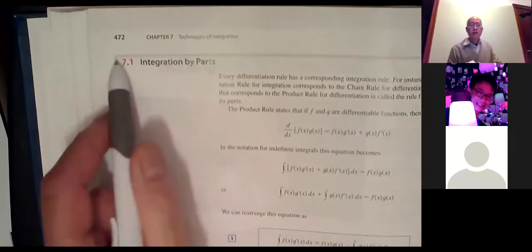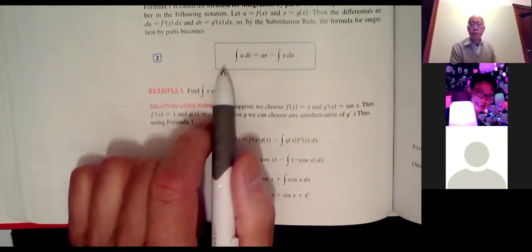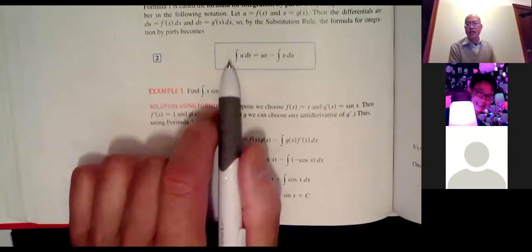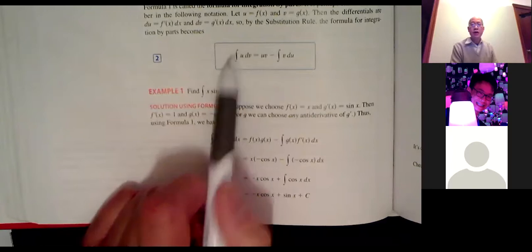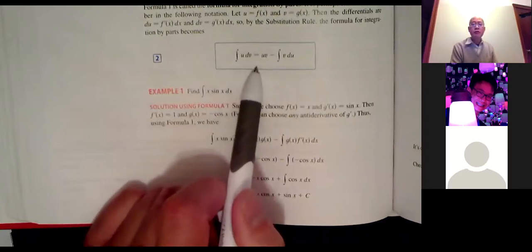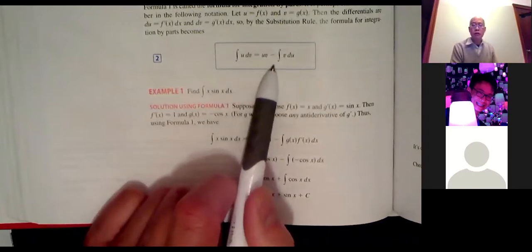First type is something called integration by parts. Integration by parts, 472. Here's the formula. You can put it on your cheat sheet, although if we were meeting face to face, I'd make you memorize it. But since we're not, because of COVID and all that stuff, they told us to relax some of the restrictions. That's what I'm doing. Integral of u dv equals uv minus the integral of v du.